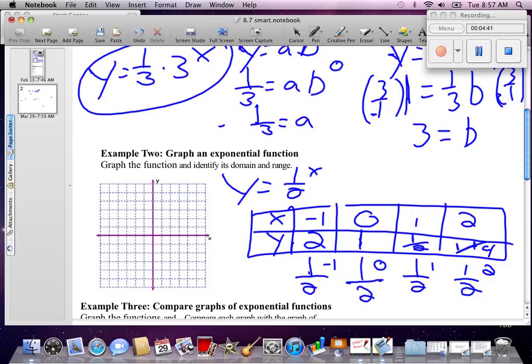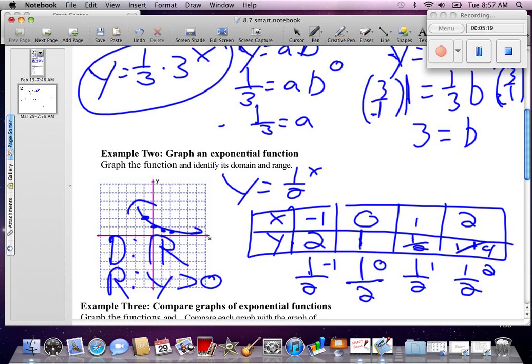Okay, so we put our first dot. We go to x is -1, we go up 2. Then we go to x is 0, up 1. Then we go to x is 1, up 1/2. And then we go to x is 2, and we go up 1/4. My domain is all real numbers, and my range is y has to be greater than 0. But we can see that it starts up higher on the left and goes down towards the right. So we know that's decay.